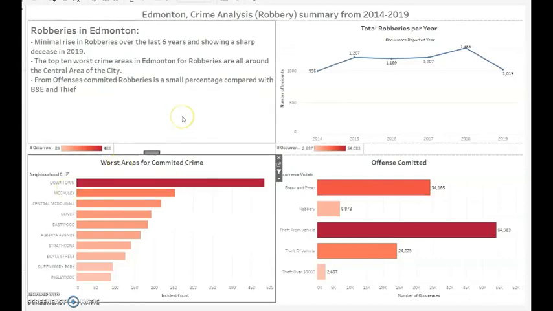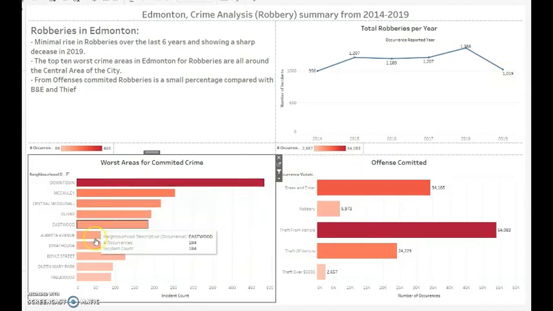For Edmonton, I didn't have the lat longs to make a map, and we don't have the time values by hour or day, so we're limited, but we can still look at trends. We can see that especially for robbery in Edmonton, over the years 2014 to 2019, the trend is going up, and it's starting to go down in just the last year to 2019.